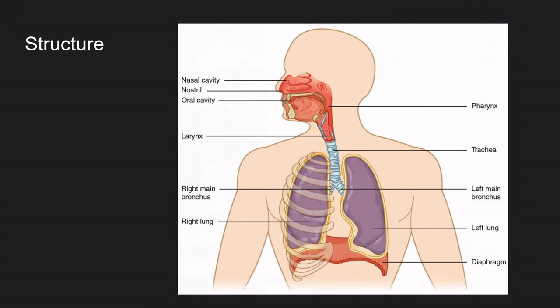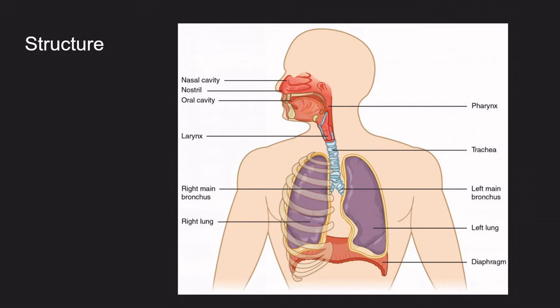First, I'll start off with the structure. This picture, which can be found in your textbook in the respiratory chapter, chapter 22, shows the respiratory system, starting from the top going to the bottom of the image. This is just a rough overview, not zooming in on certain parts, but it's basically enough that you'll need to know. The nasal cavity, the nostril, the oral cavity, the pharynx, the larynx, trachea, right and left main bronchi, or bronchus if it's by itself, the right and left lungs, and the diaphragm.